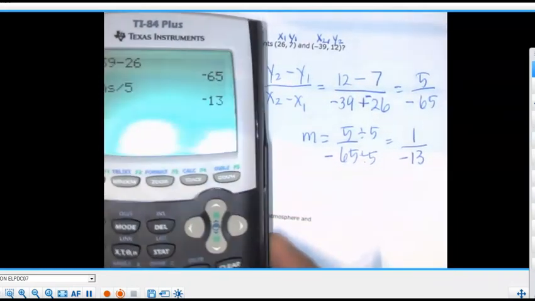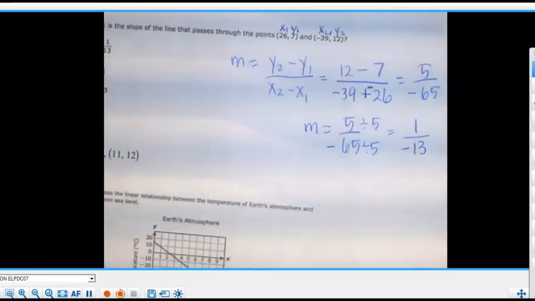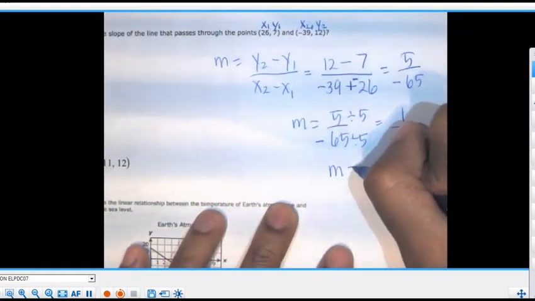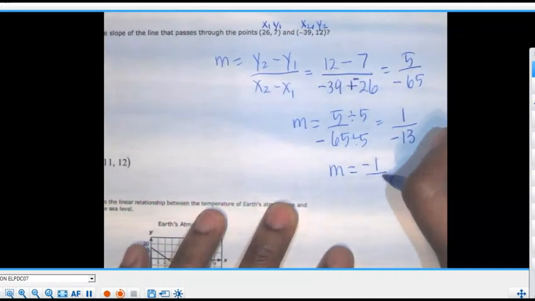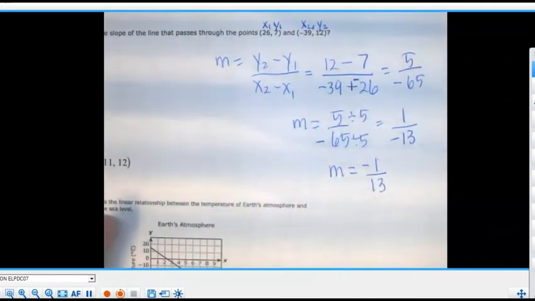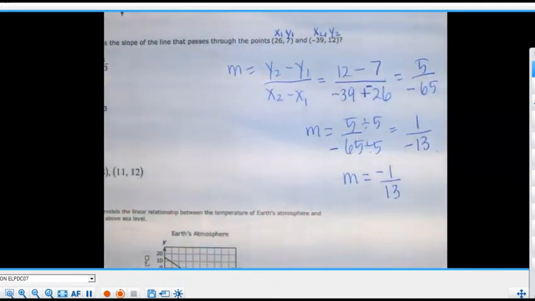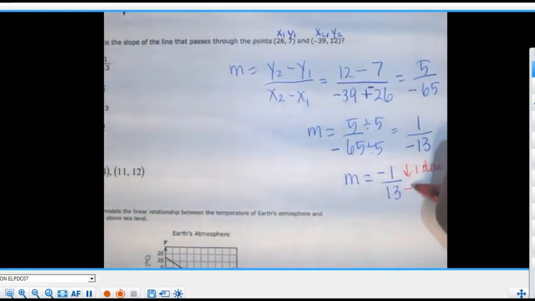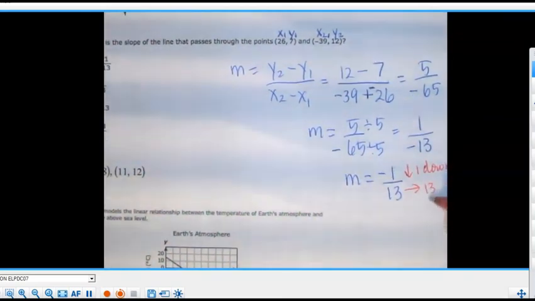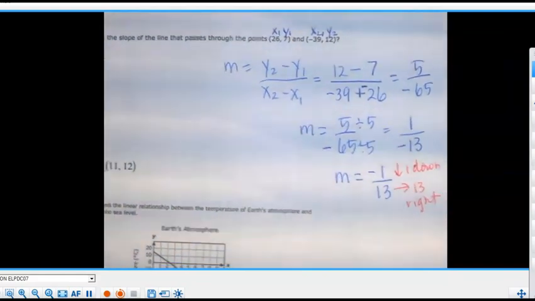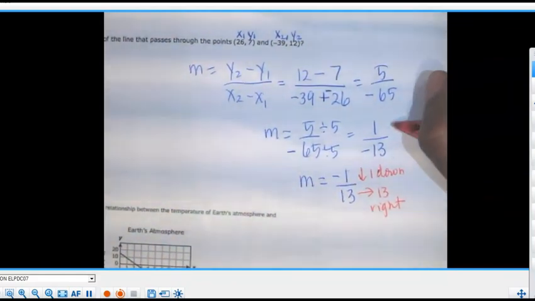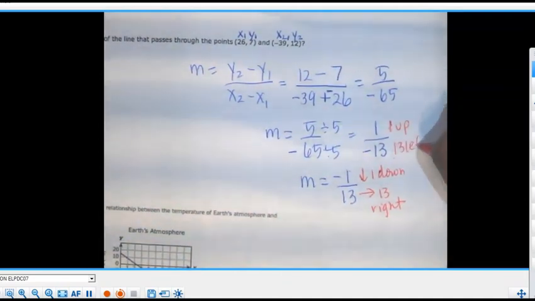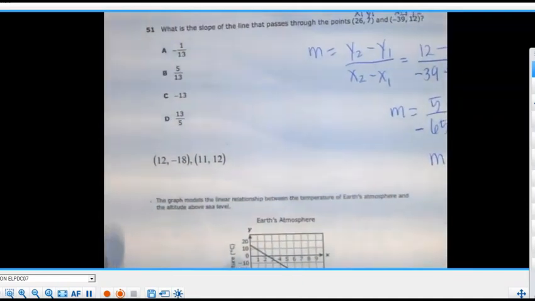And let's be clear about this, okay, guys? You can put the negative in the numerator. So I don't care if you put the answer as 1 over -13 or m is equal to -1 over 13. This is the same answer. What's the address? The address is to go 1 down and 13 to the right. Or in this case, 1 up, 13 to the left. It's the same place. Don't worry about that. Same place.